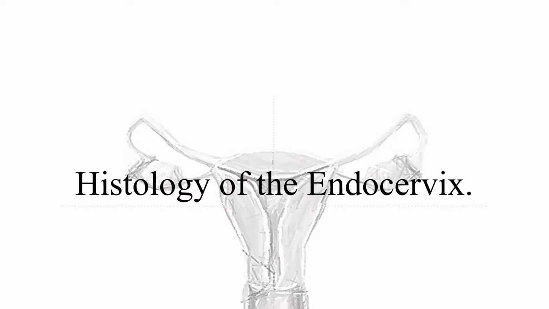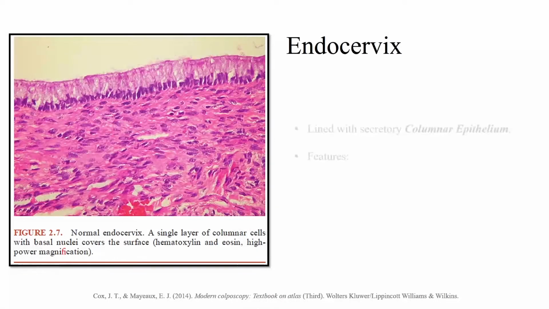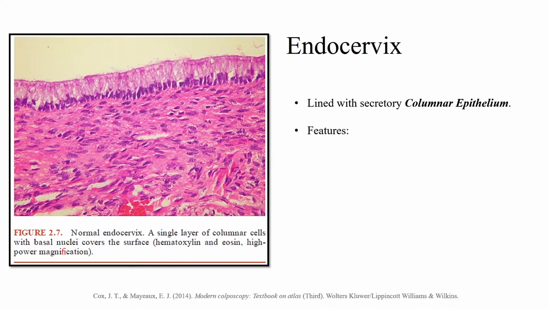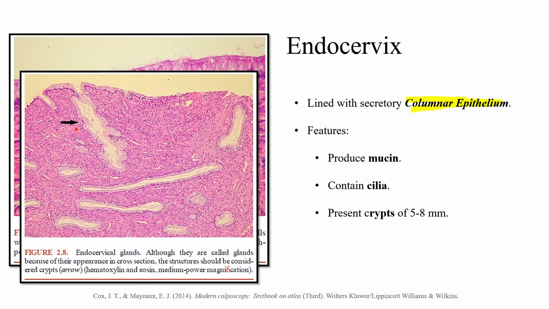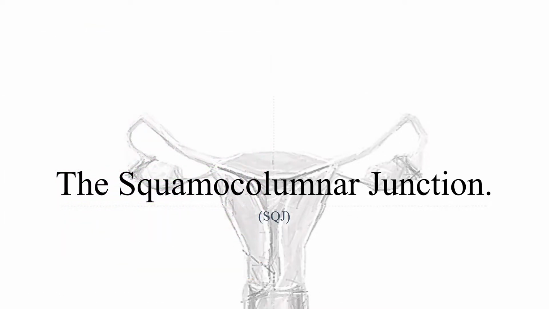Let's talk about the histology of the endocervix. The endocervix is lined with columnar epithelium. This columnar epithelium produces mucus and contains cilia. These cilia help with the movement of the spermatozoa. It also presents crypts about 5 to 8 millimeters. They are also called the endocervical glands, as you can see pointed by this arrow. Remember that they are actually crypts. They are not technically glands.